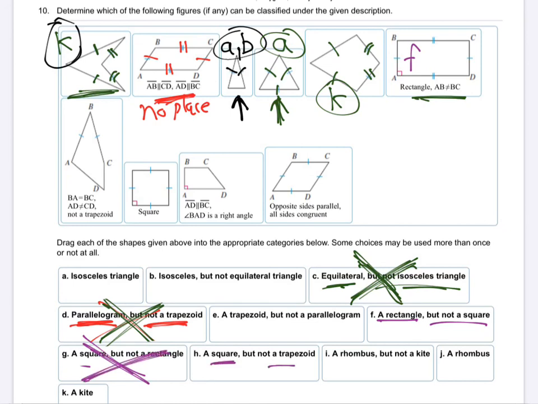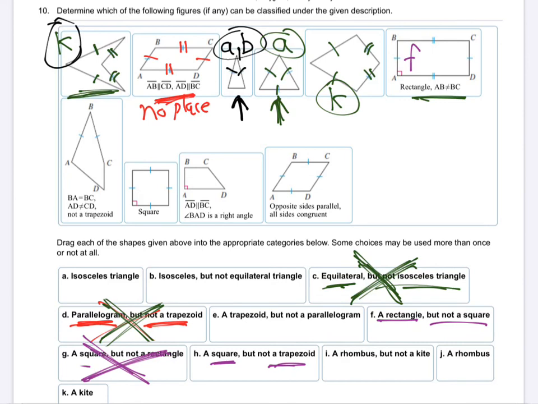Can you be a square but not a trapezoid? Is that possible? How are we doing? Are you getting tired of these weird questions? A square but not a trapezoid? What's a trapezoid? Top and bottom are parallel, or maybe all 4 sides are parallel. Is a square a trapezoid? Are the top and the bottom parallel in the square? Are the right and the left parallel? Yeah. A square is a perfect trapezoid.